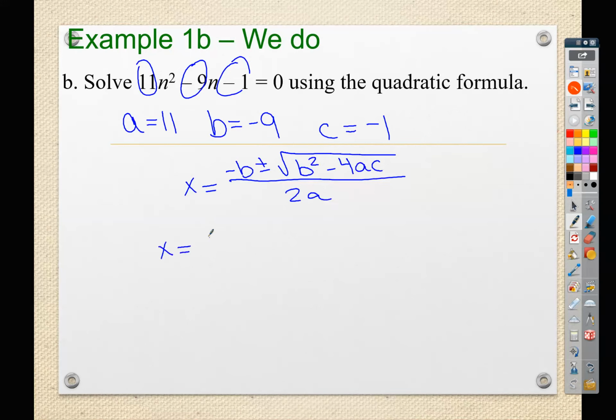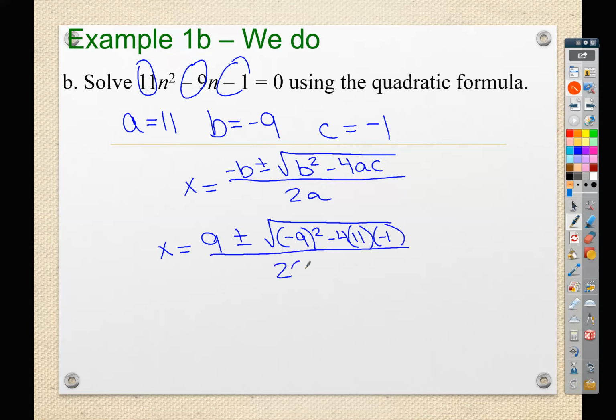x equals negative b. Now, since b is already negative, you make it positive. b squared minus 4ac all over 2a. So order of operations, so I've got 9 plus or minus the square root of 81. Negative 4 times 11 is negative 44 times negative 1 is a positive 44. And then 2 times 11 is 22.